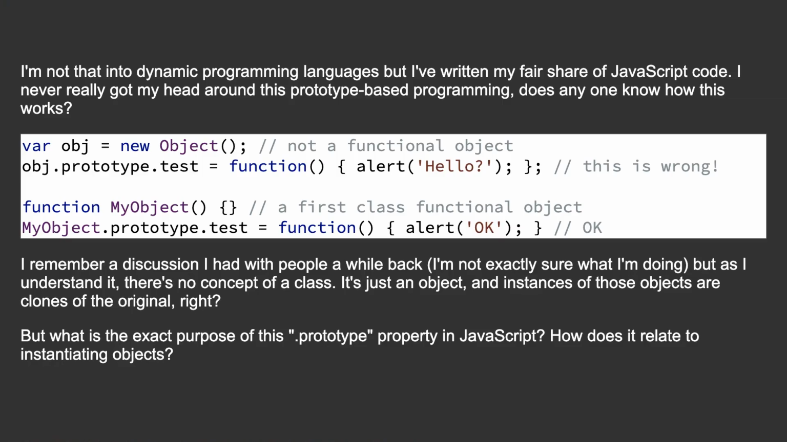I remember a discussion I had with people a while back. I'm not exactly sure what I'm doing, but as I understand it, there's no concept of a class. It's just an object, and instances of those objects are clones of the original, right? But what is the exact purpose of this prototype property in JavaScript? How does it relate to instantiating objects?